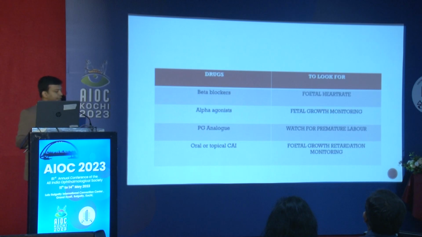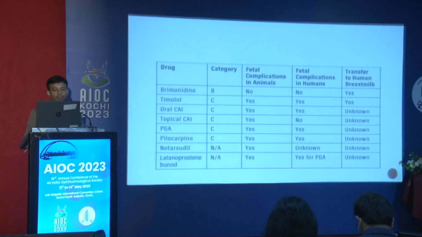And if we are using these drugs, these things should be monitored. In beta blockers, the fetal heart rate should be monitored. Bradycardia can happen. With alpha agonists, we have to do fetal growth monitoring. With PG analogs, we have to watch for premature labor. And with oral or topical CAIs, we have to monitor the growth of the fetus.